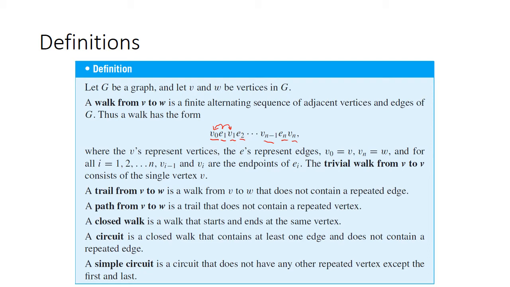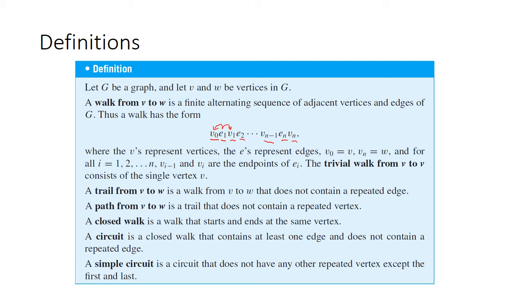Okay, and then let's look at some of these other ones. So these are types of walks. So a trail from V to W is a walk from V to W that does not contain a repeated edge. It can contain a repeated vertex, but not a repeated edge. A path from V to W is a trail that does not contain a repeated vertex.